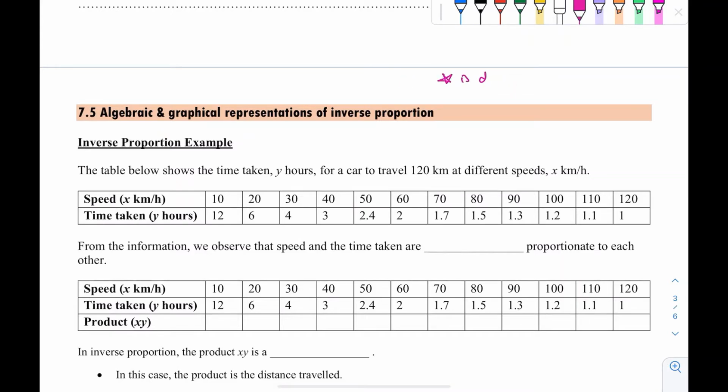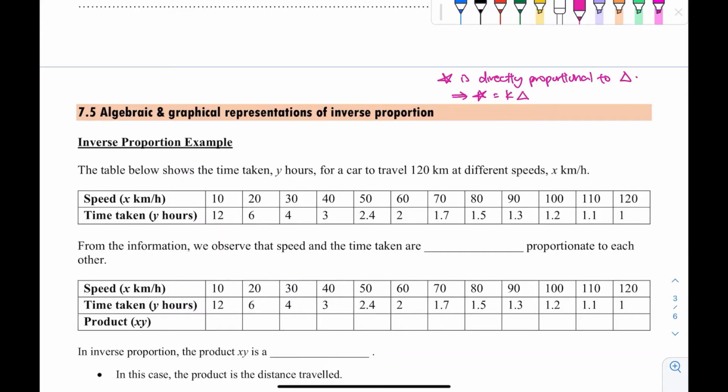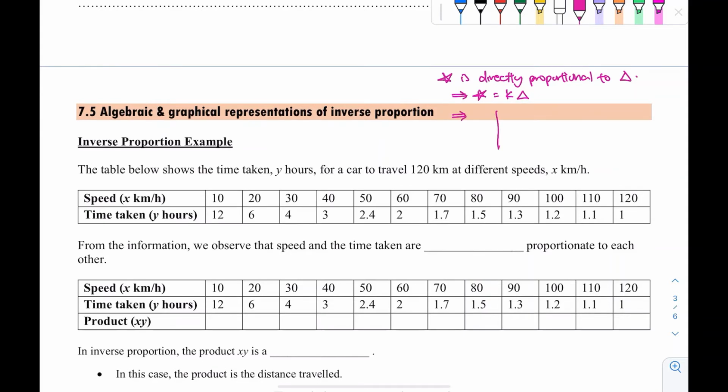When we say star is directly proportional to something else, let's maybe use a triangle to represent, I can form an equation that star equals k times triangle. So that's what we understood about direct proportion. We have also understood that the graph will be a straight line graph passing through the origin with my y-axis as my star and my x-axis as my triangle. So that is what we understood about direct proportion.